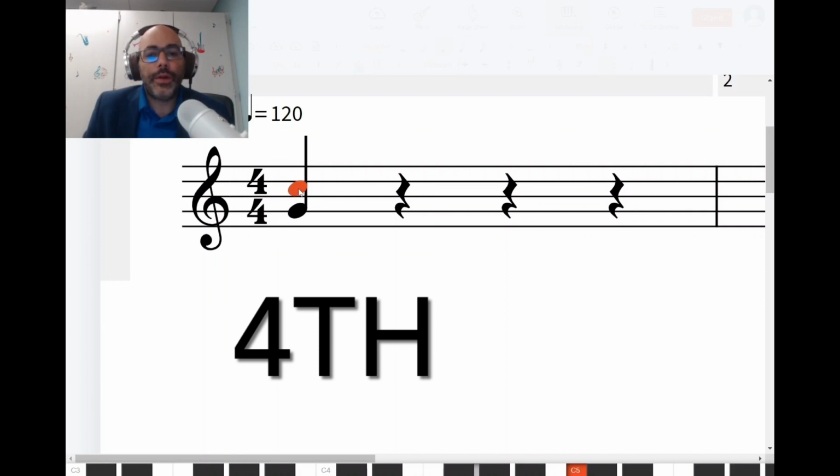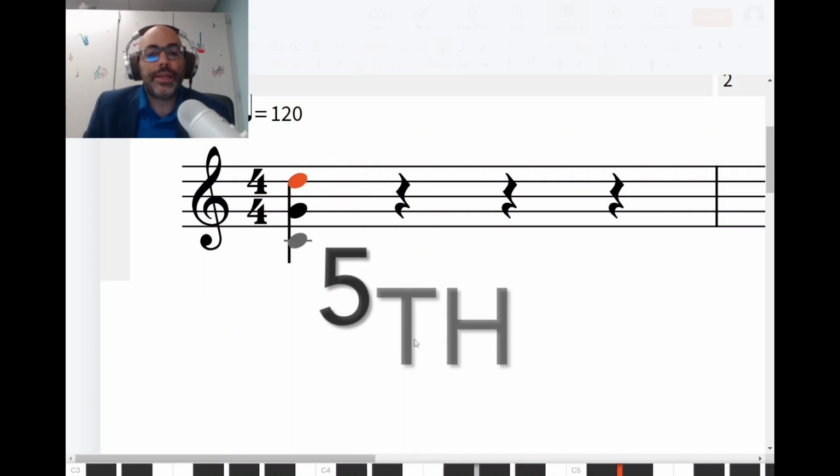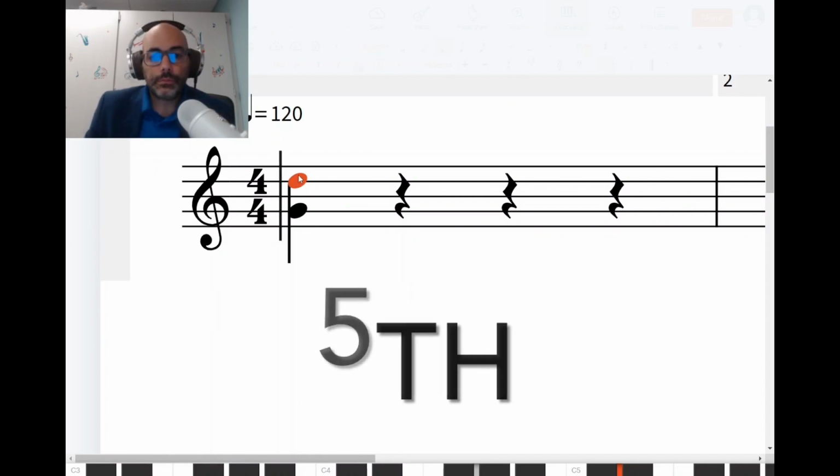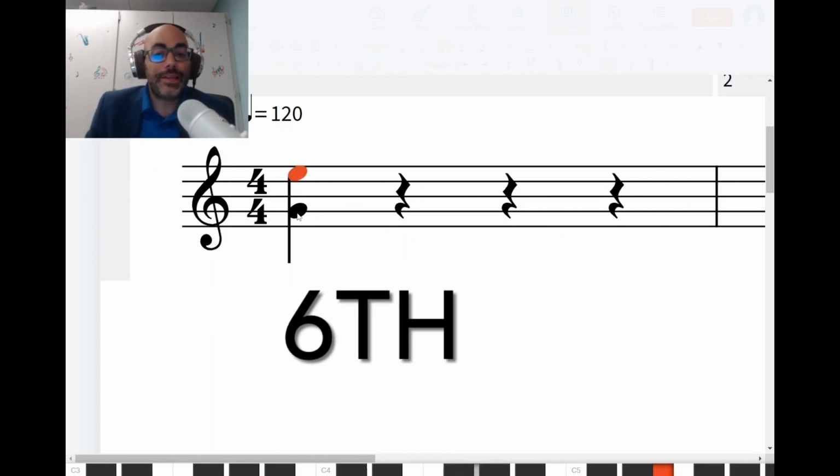The next one that we see is a fifth, okay? A fifth goes from G to D. G, A, B, C, and D. That's 5. So the distance between those two notes is 5. The next one would be a sixth. 1, 2, 3, 4, 5, 6. Okay.